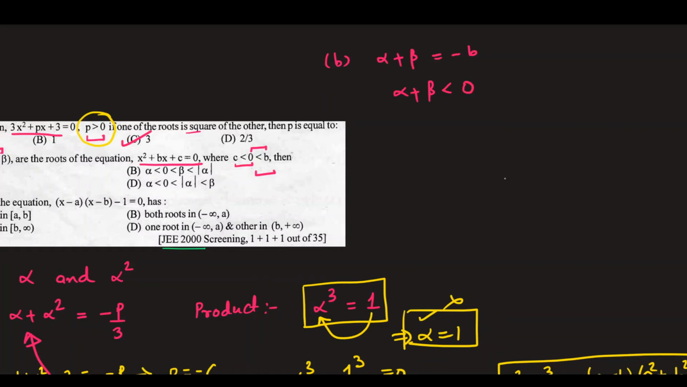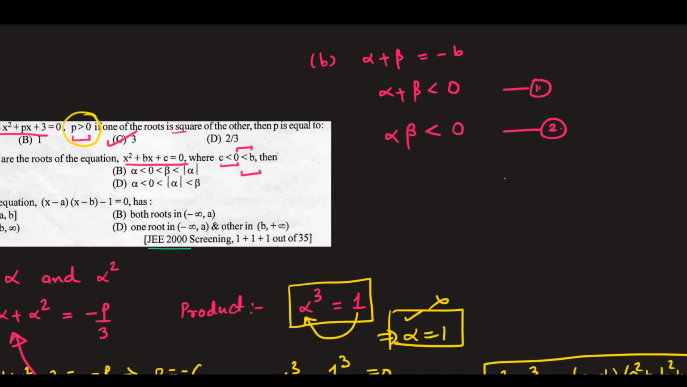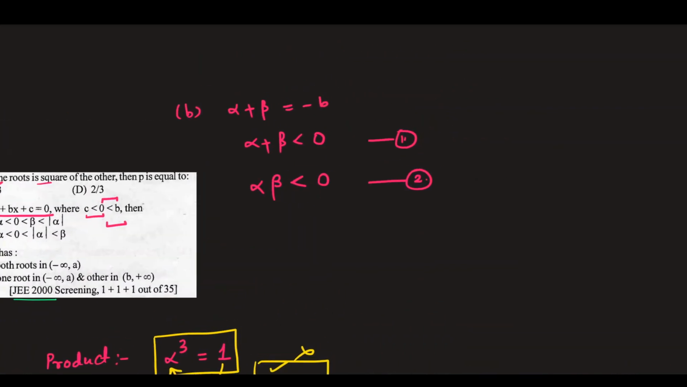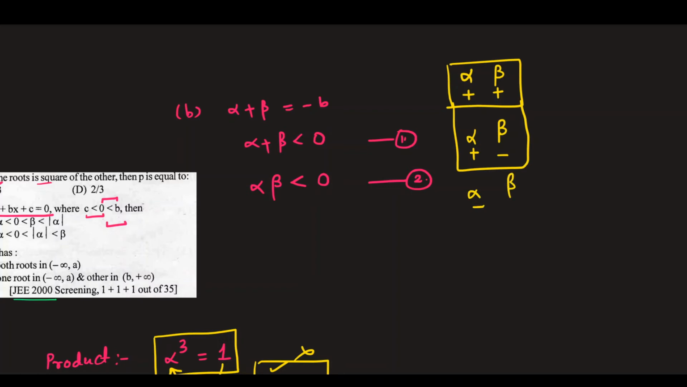We say it as the first condition, and the second condition is alpha beta is equal to c, and c is less than 0, so it is also less than 0. So it is the second condition. Now look at the cases. What can be the possible cases? Alpha is positive and beta is positive, the first case. Or alpha is positive and beta is negative, the second case. Alpha negative and beta negative, both can be negative. And alpha is negative and beta is positive. So these four cases arise.